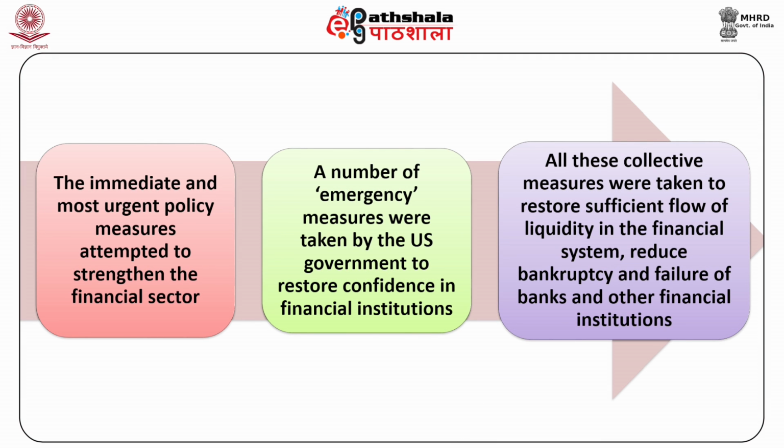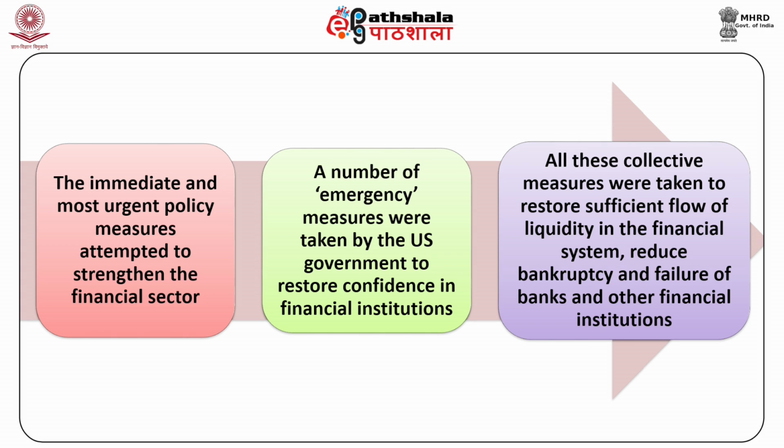As the crisis dealt a severe blow to the financial intermediaries, the immediate and most urgent policy measure attempted to strengthen the financial sector. A number of emergency measures were taken by the US government to reinforce confidence in financial institutions. For example, deposit insurance was raised from $1 lakh to $2 lakh per account. The government began to guarantee new debt issued by banks. The government put in place measures to make adequate liquidity available in the financial system, and a new program to clean up the banks was also introduced.